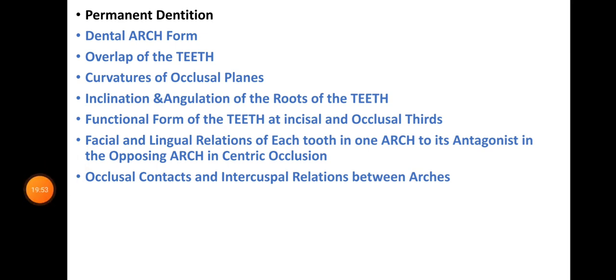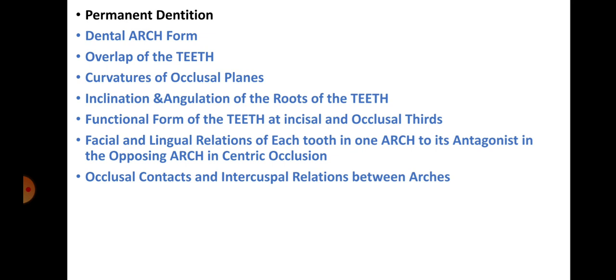Facial and lingual relations of each tooth in one arch to its antagonist in the opposing arch in centric occlusion. Let's discuss this topic. In the intercuspal position, the facial views of the normal dentition show each tooth of one arch in occlusion with portions of two others in the opposing arch. You can see this in figure 16.24.